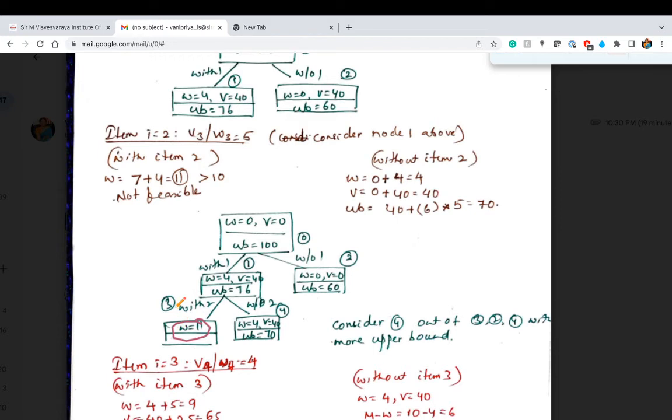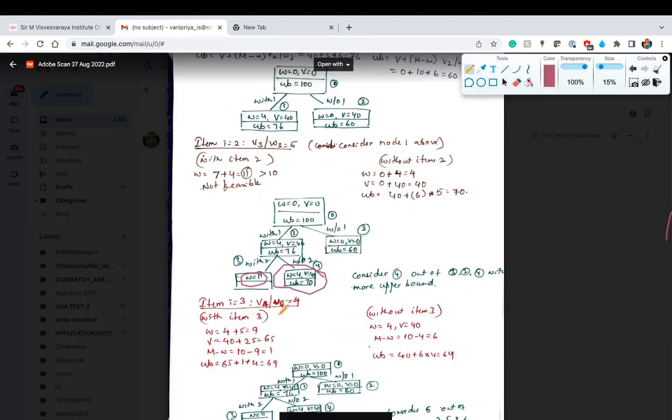Now what do we have to do? We have to consider 4 and 2. Every time it is not expanding this; the previous node also we need to consider. This is 60 and this is 70. Which one will be chosen? This will be chosen because we are going to consider the upper bound, right? Okay, so next this has to be expanded.